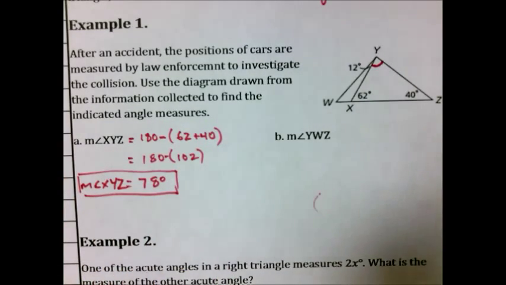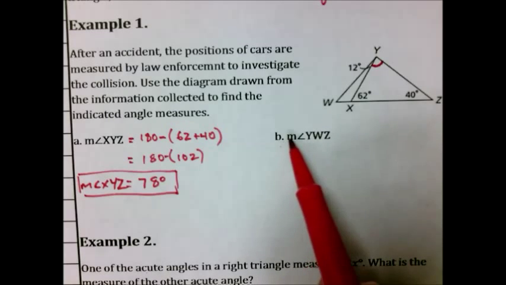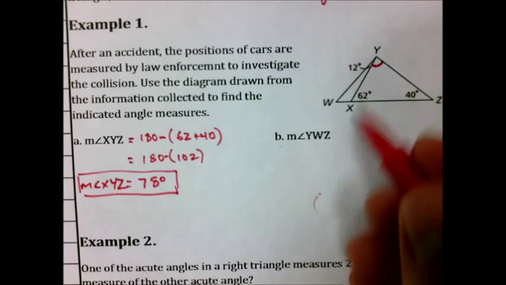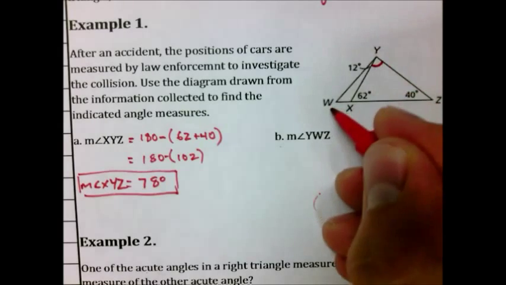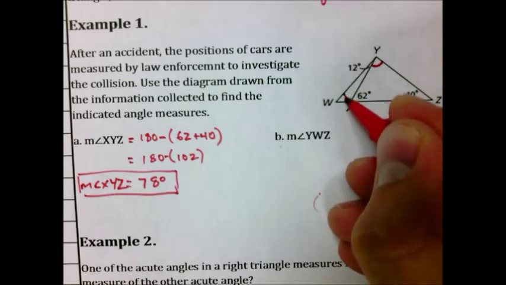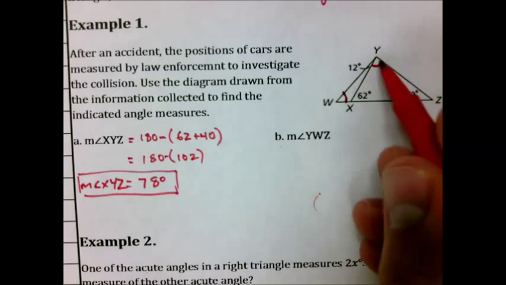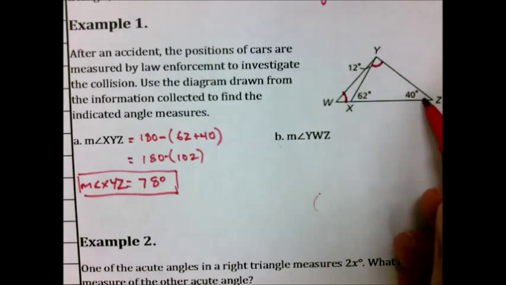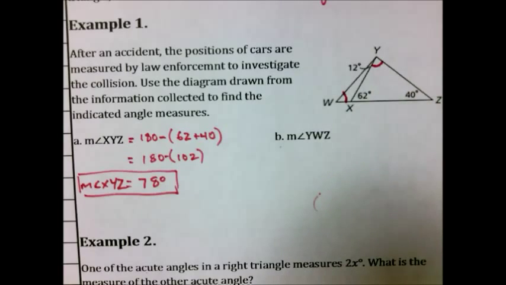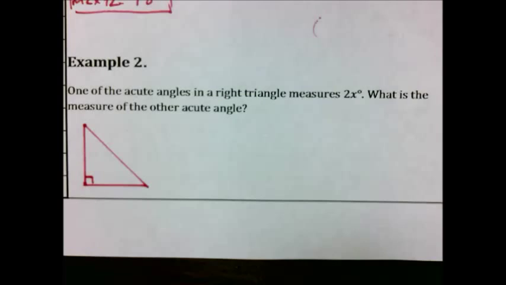Now for B, I'm going to let you guys do this one. B says the measure of angle YWZ, meaning Y to W to Z. We're finding this angle right here. We already found out what this angle is, so you can use this angle and the 12 degrees and the 40 degrees that we know Z is, and go ahead and solve for that. Why don't you pause the video and try doing that on your own.